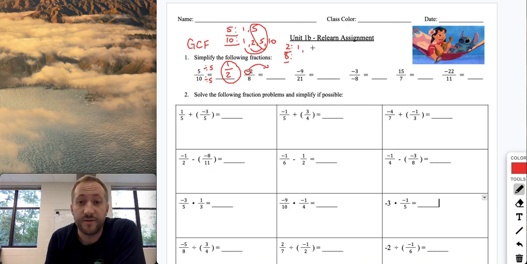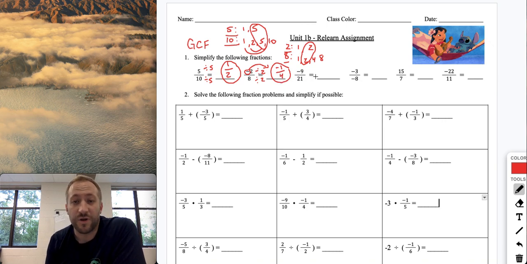Factors of 2 are 1 and 2. Factors of 8 are 1 and 8, 2 and 4. So the greatest common factor here would be 2. So I'll divide both of these by 2. Now, look at this. I have -2 divided by 2, that gives me -1. 8 divided by 2, that gives me 4. So I simplify down to -1/4. Notice how I keep the negative in my answer when I simplify. I don't let it go. I keep it, okay?